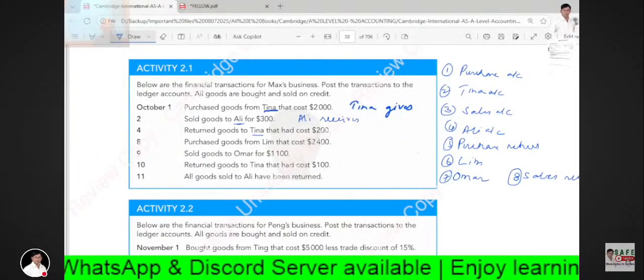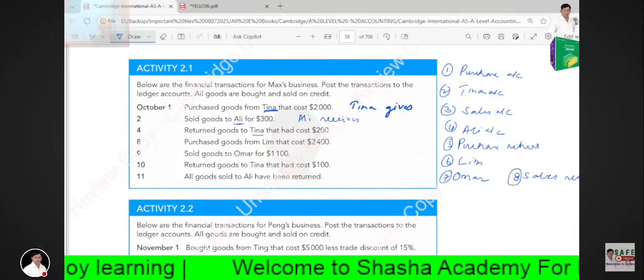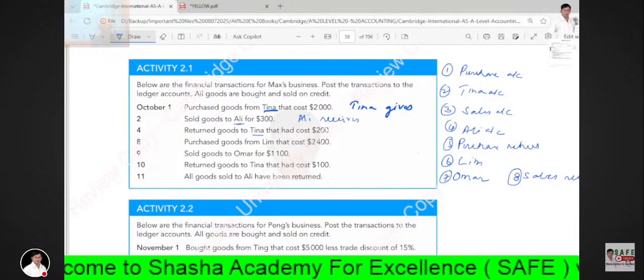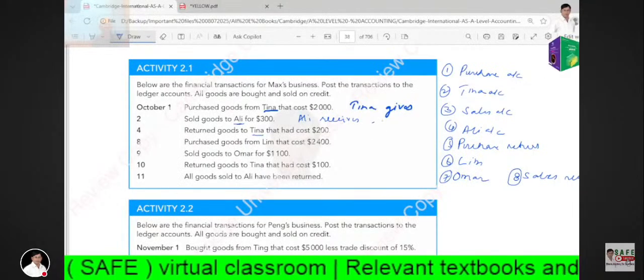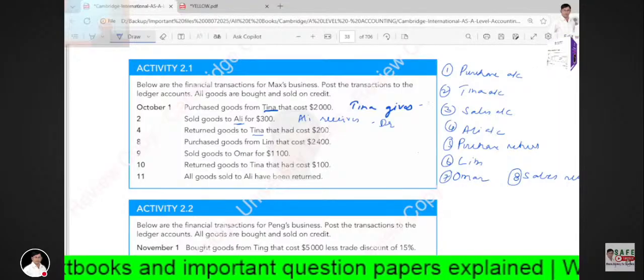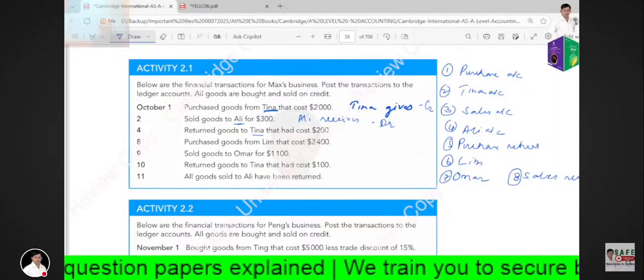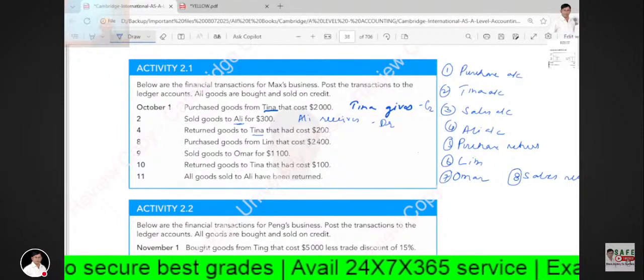Ali receives. Debit the account that receives. That is what we learned in goods. So Ali receives, that is why we have to debit. Debit the account that receives, credit the account that gives. This is the main thing you should understand. Very important.